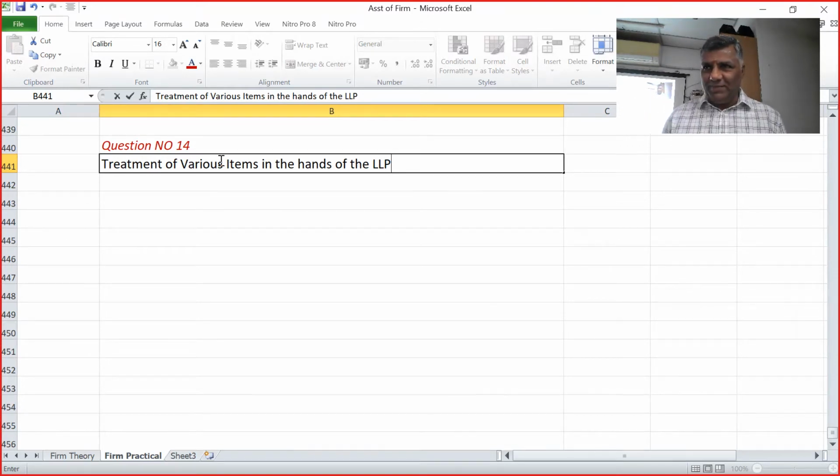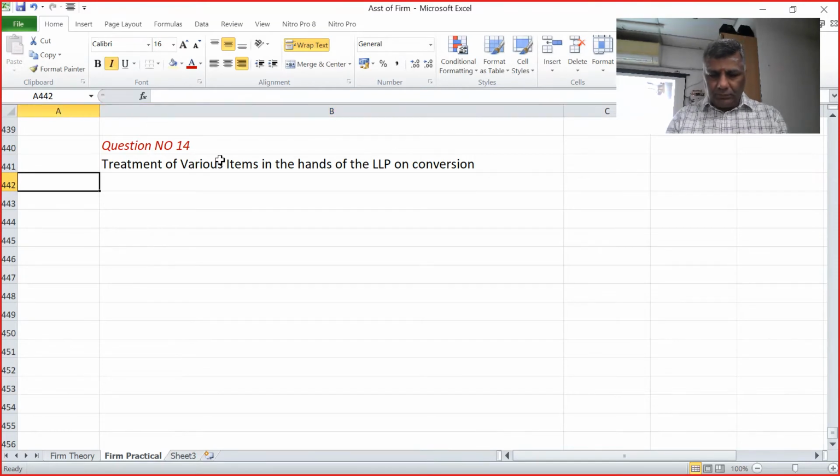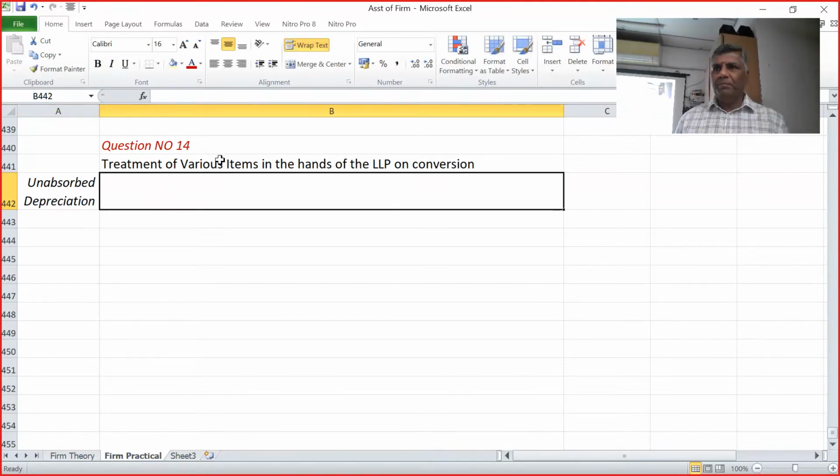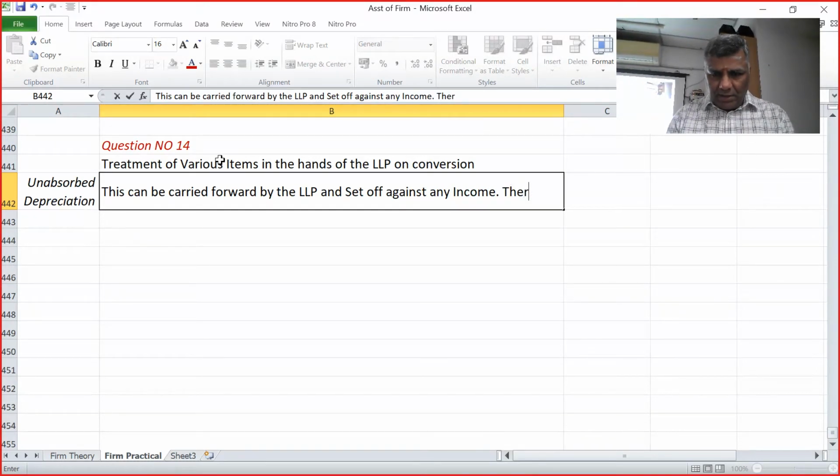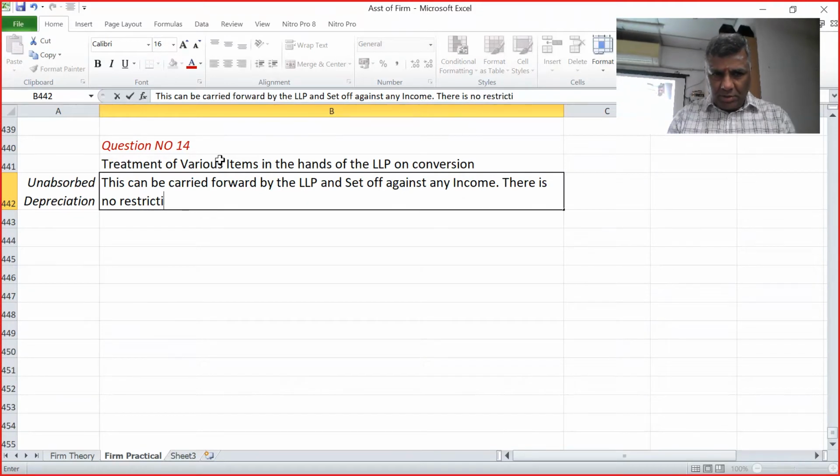Let's talk about it. Treatment of various items in the hands of LLP on conversion. Unabsorbed depreciation: can the LLP carry it forward and set it off? Yes. This can be carried forward by the LLP and set off against any income. There is no restriction on the period of carry forward.